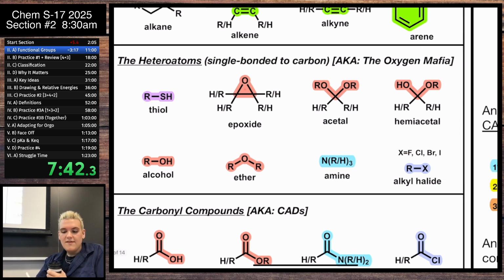And then last, if we have a hydrocarbon and we put a halogen on it, we call this an alkyl halide. And so I've just used X as an abbreviation for any of the halogens.